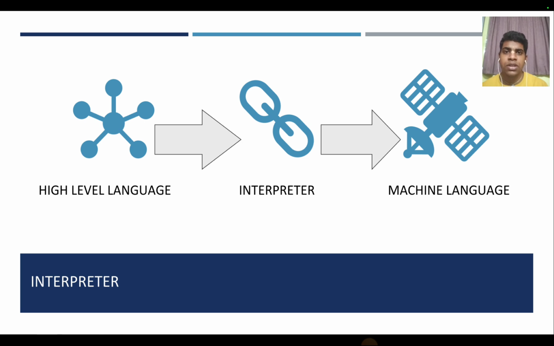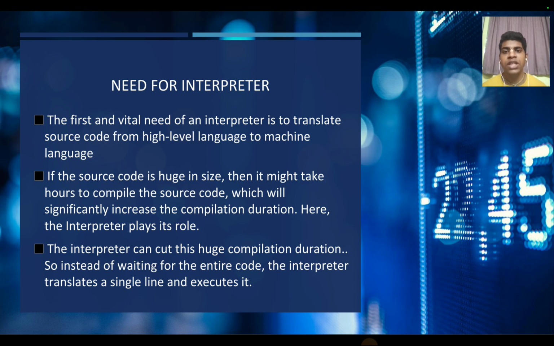So now let us go to our next topic, that is need for interpreter. The first and vital need of an interpreter is to translate source code from high-level language to machine language, that we have already discussed. If the source code is huge in size, then it might take hours to compile the source code, which will significantly increase the compilation duration. So this is a problem that we face during compilation, that if the source code is huge, then more time will be taken to compile the code.